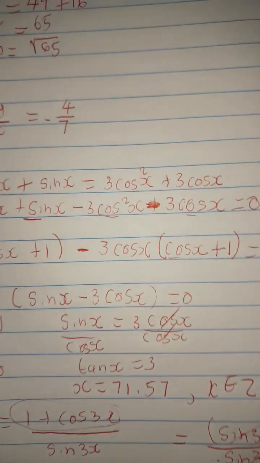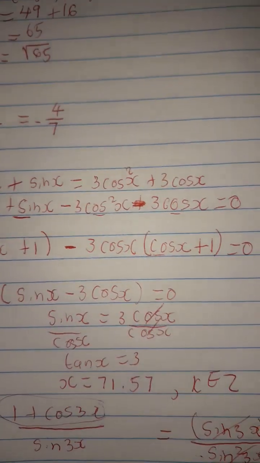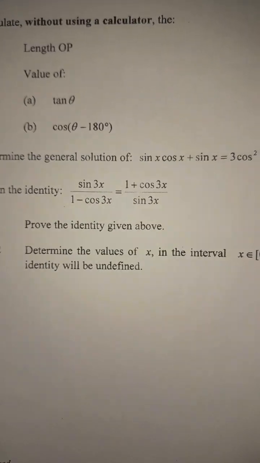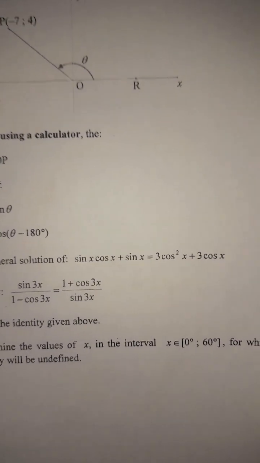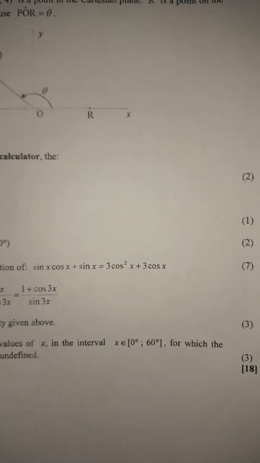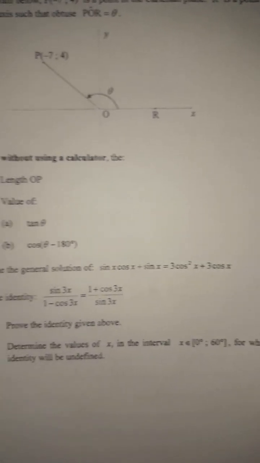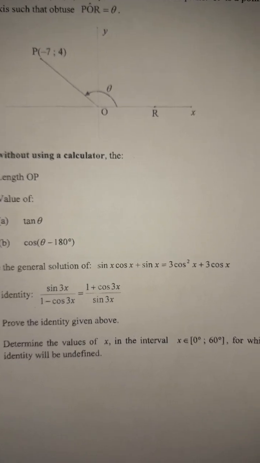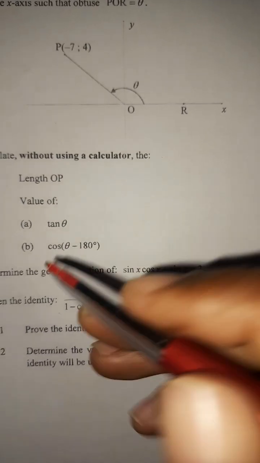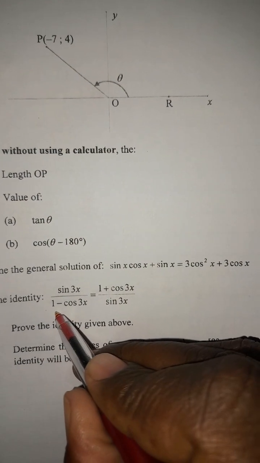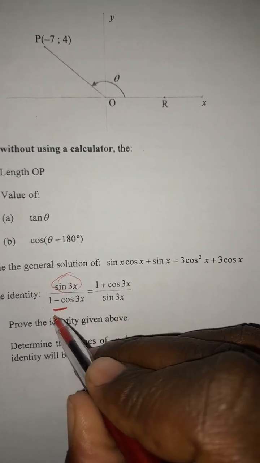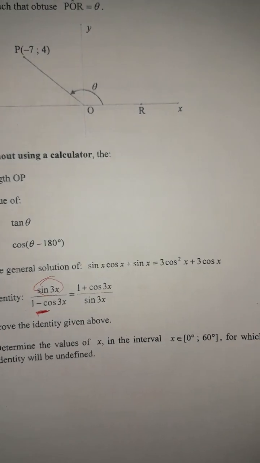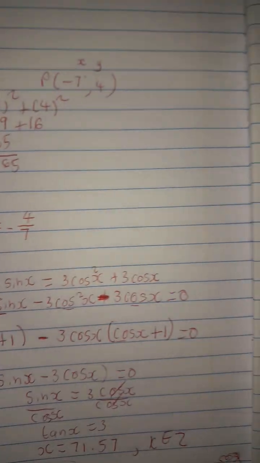Okay, then let's go to the last question. The last question is to determine the value of x in the interval 0 to 360 for which the identity will be undefined. Actually, in this case, it will be undefined at the denominator and the numerator. Okay, let's put that into practice.